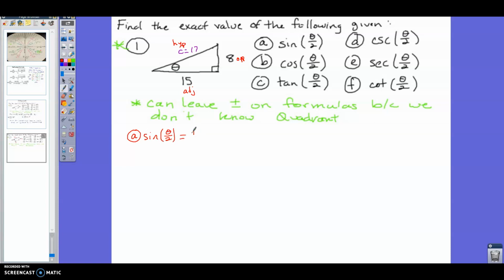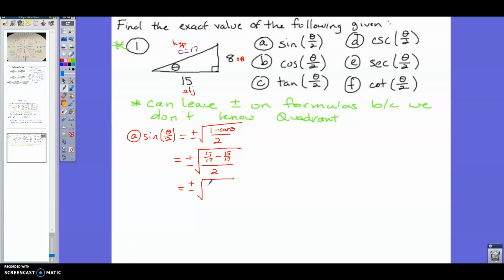And the formula for that is plus or minus the square root of 1 minus cosine over 2. So what we're going to do is we're basically going to replace this cosine with the cosine of this triangle, which is the adjacent over the hypotenuse, or 15 over 17. Now what I want to do is I want to rewrite this 1 because we're going to have to subtract our numerator. So I'm going to rewrite the 1 as 17 over 17. So I'm not changing the value of it, I'm just changing the way that the 1 looks. And then we're going to divide all that by 2.